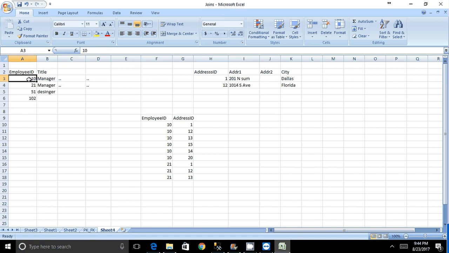If I ask you, can you give me the employee ID 10 address? What are you going to do? You're going to look for the 10 in here and say, okay, the employee ID 10 address is this. Let's say address ID 10 is 1014 East Avenue. Is this the address for employee ID 10? If you match on employee ID and address ID, then for employee ID 21, the address ID will be 21. Is that going to be true? No. So you cannot match these columns. You cannot say employee ID equals address ID.